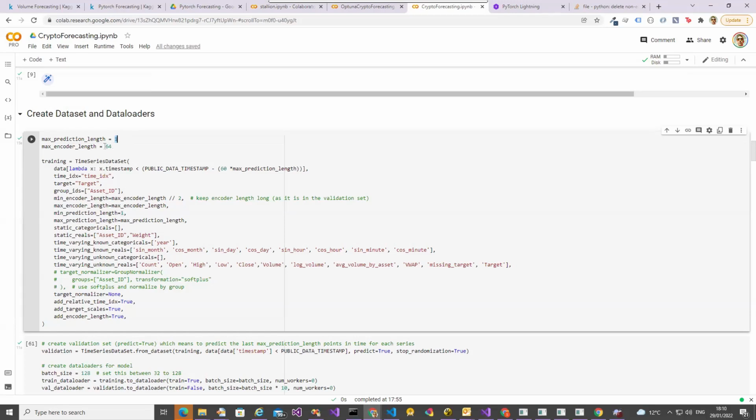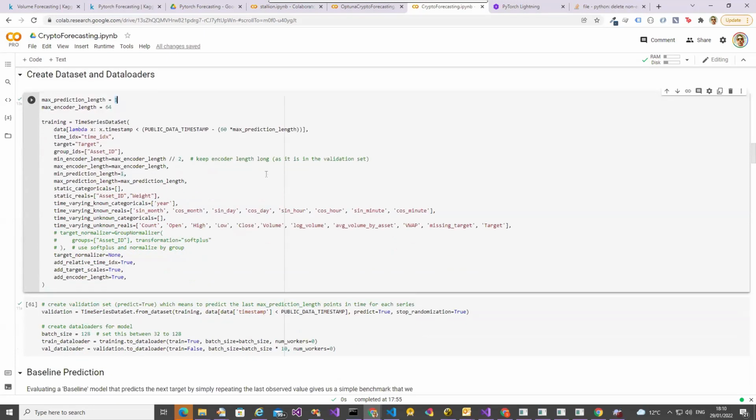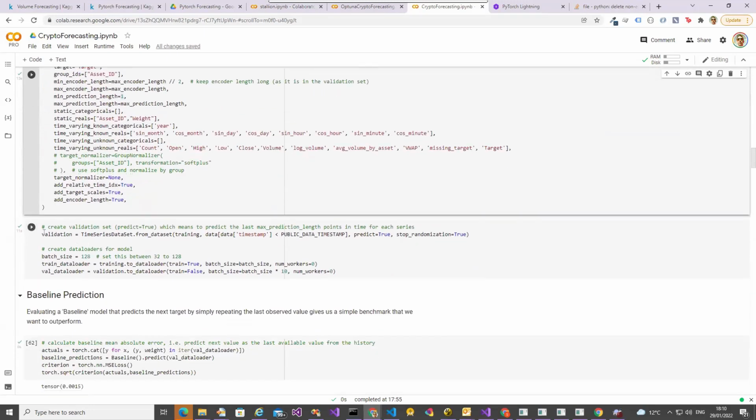I think I've got 64 timestamps going in on the encoder side, and then one prediction coming out. As I say, the training data goes right up to the start of the public test set, but excluding just one set of timestamps. But then they come to this validation thing.